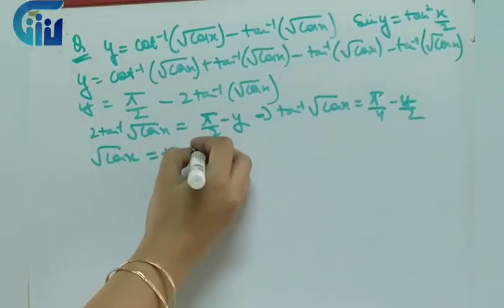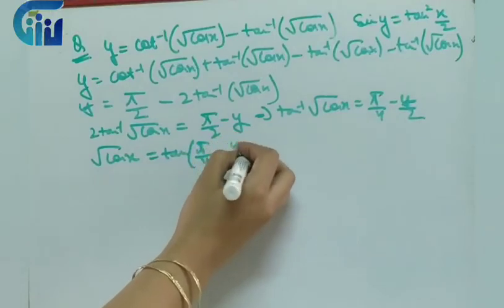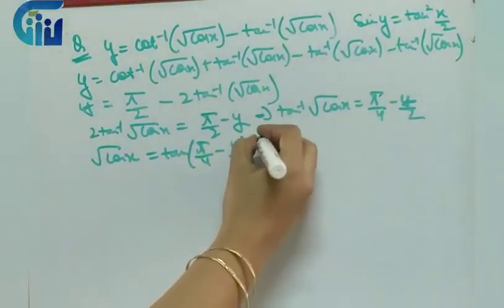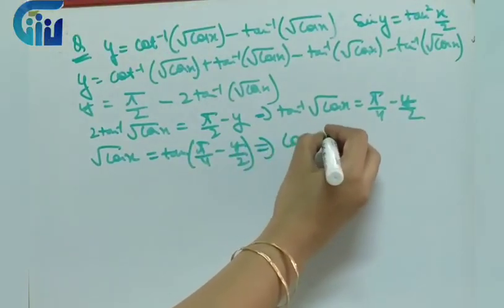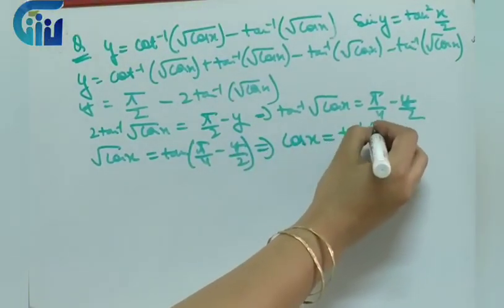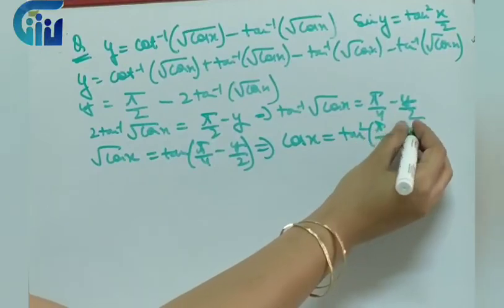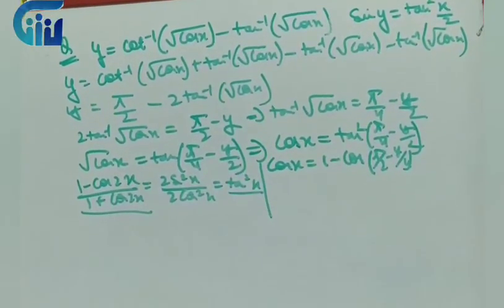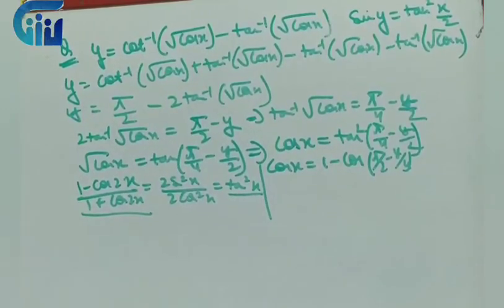Next question what we have. Now again a very important question has been asked in board exam. It is given y is equal to cot inverse under root cos x minus tan inverse under root cos x, and we have to prove sin y is equal to tan square x by 2. So what we will do is we will start with whatever is given to us.